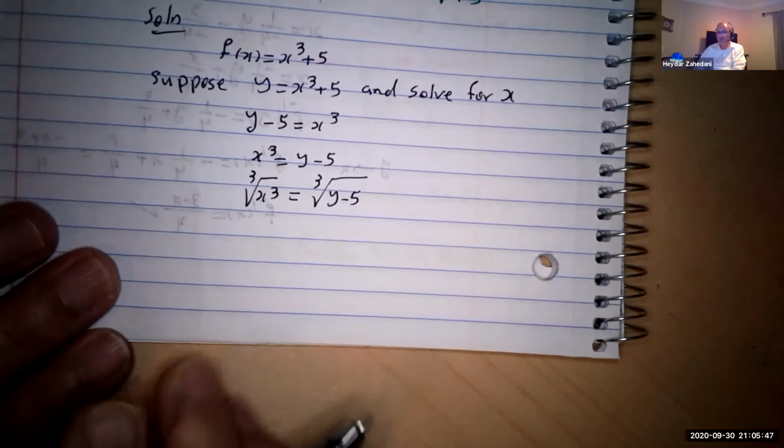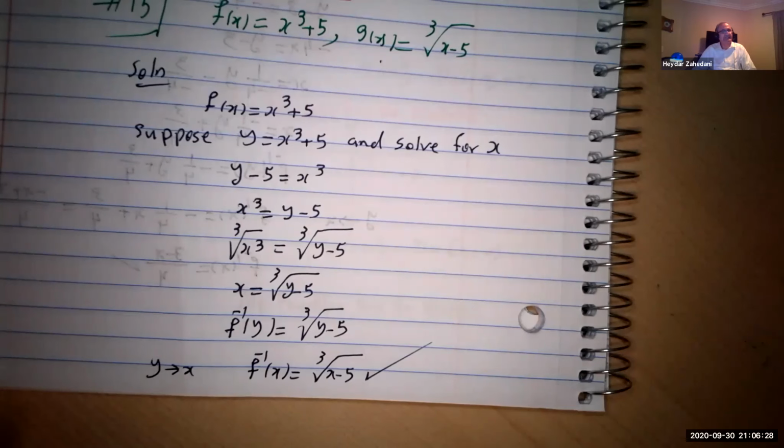That's it. This is your inverse function. So f inverse of y is equal to cube root of y minus 5. You don't like the y, change it to the x. Switch to the x. So f inverse of x is equal to cube root of x minus 5, which is the same as the g. See? Cube root of x minus 5 is the inverse function.